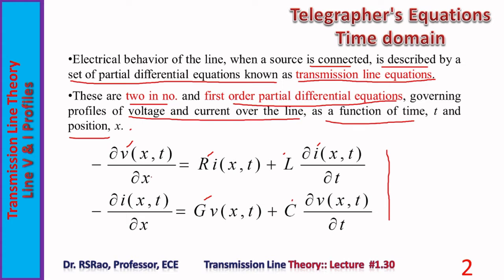In the first equation, voltage gradient, ∂V/∂x, is given in terms of current, I(x,t), ∂I(x,t)/∂t. Current is there on the right hand side. In the second equation, current gradient, ∂I/∂x, is expressed in terms of voltage. These equations are for a line that is lying along x-axis.